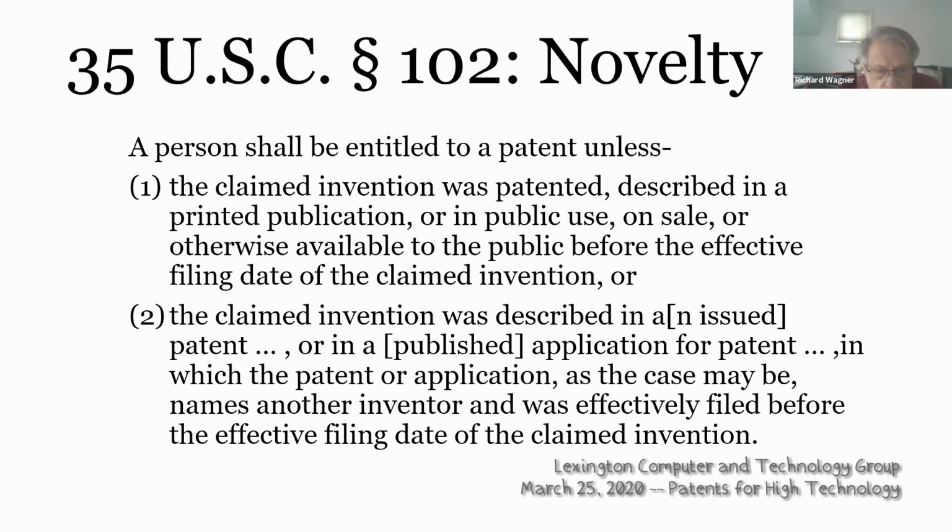The claimed invention was described in an issued patent or in a published application for patent, in which the patent or application, as the case may be, names another inventor and was effectively filed before the effective filing date of the claimed invention. The brackets I'm putting in here are because I'm changing the language just a little bit. This has to do mainly with people having filed applications. In other words, you've got some other inventor, inventive entity it's called, who has filed applications during the time that you filed your provisional, but before you filed your actual application.